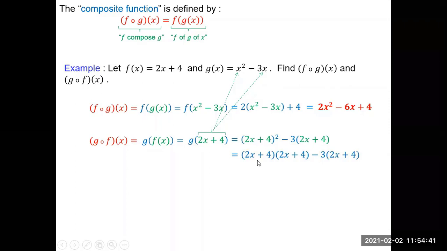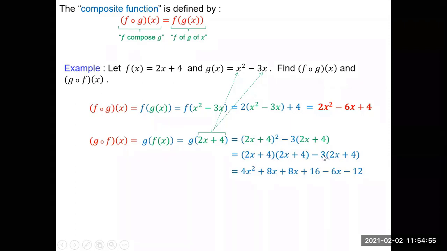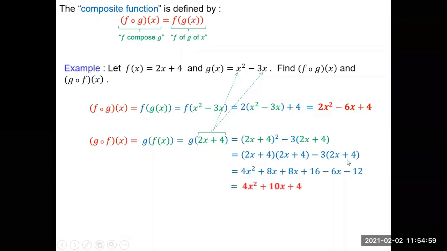Notice that 2x plus 4 quantity squared means to multiply that binomial by itself. We can then distribute to get 4x squared plus 8x plus another 8x plus 16. And then over on the right side, we simply distribute the negative 3. Now we're able to combine our like terms, and notice that we get a brand new function, 4x squared plus 10x plus 4.